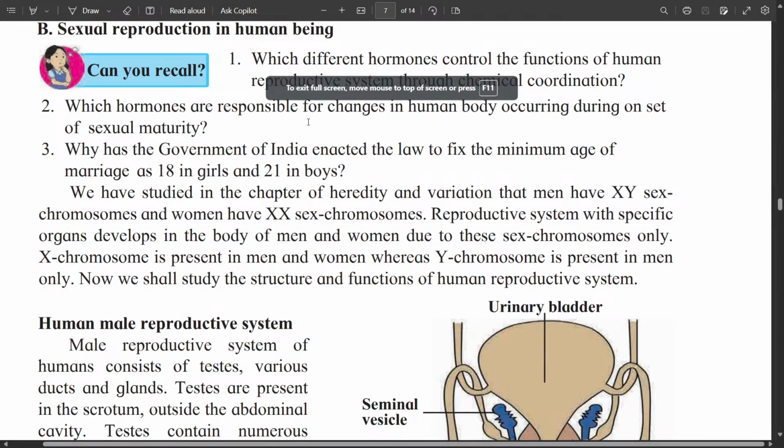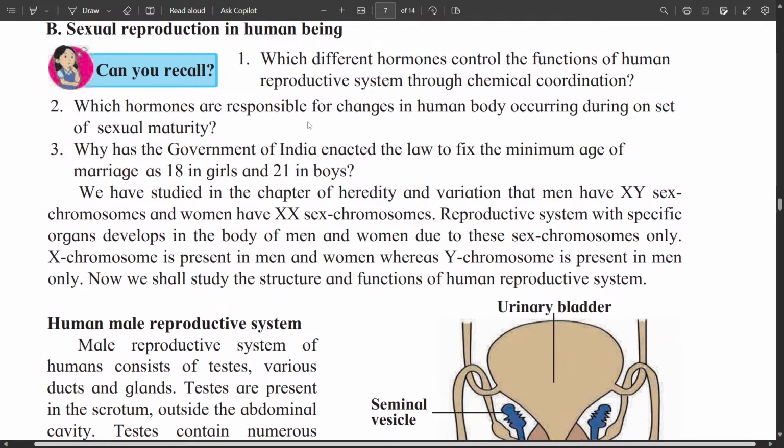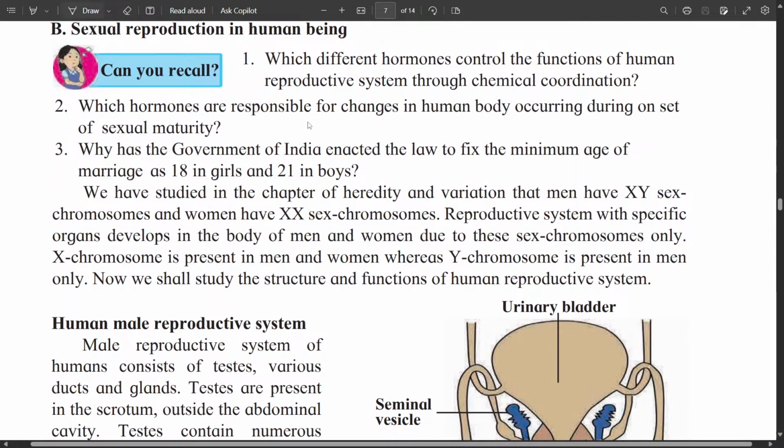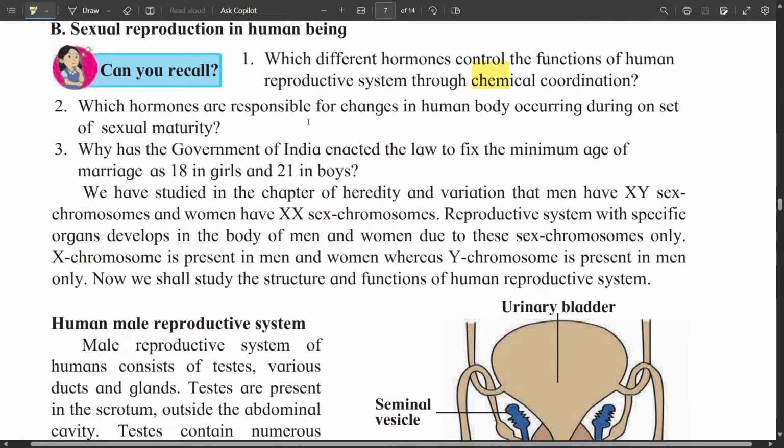Sexual reproduction in human beings. Which are the hormones that control the functions of the human reproductive system through chemical coordination? We have seen that in case of male, the hormone is testosterone, and in case of women, the hormones are estrogen and progesterone. They control the functions of reproductive systems.